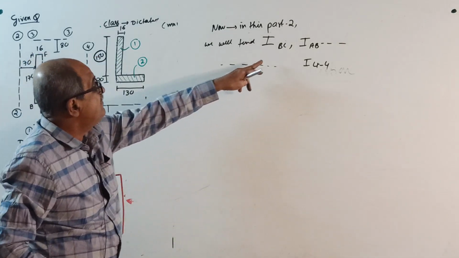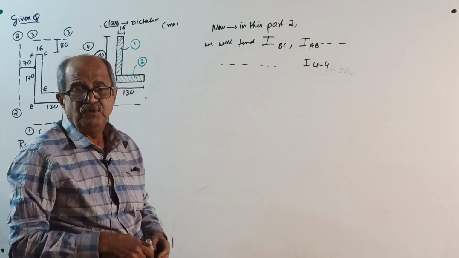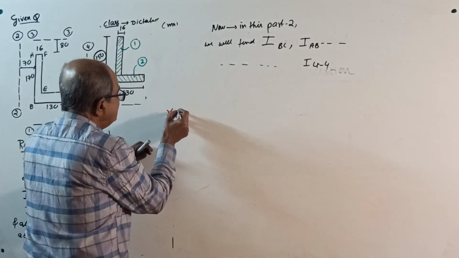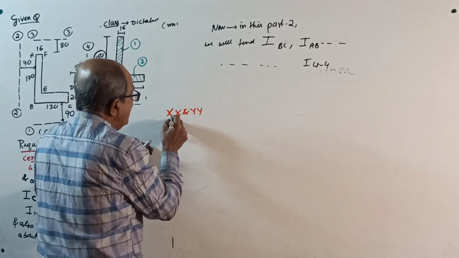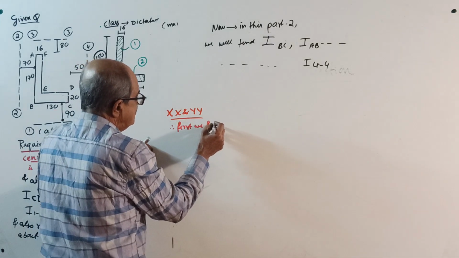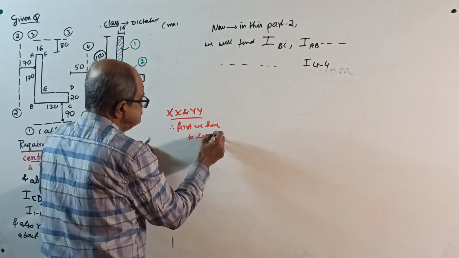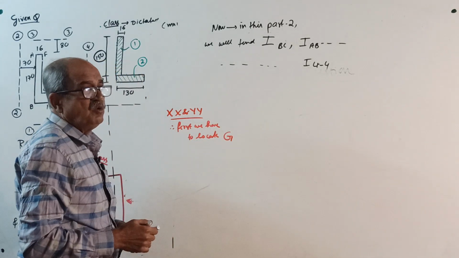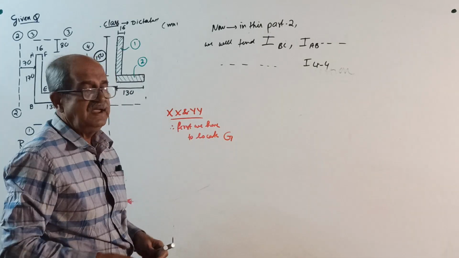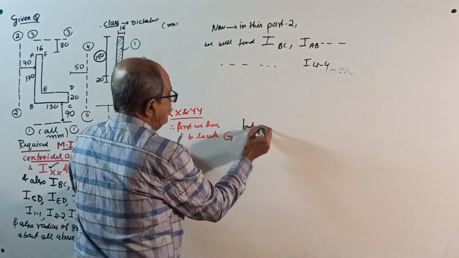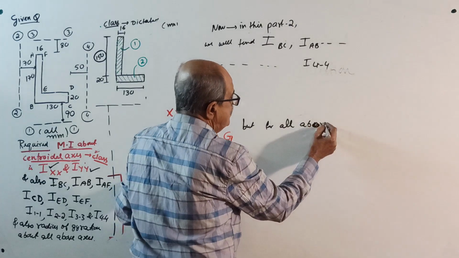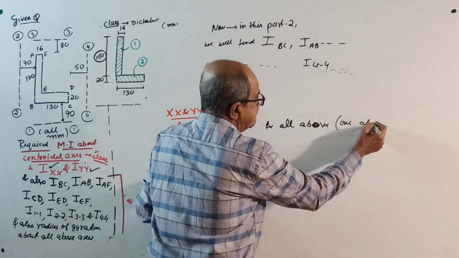Make one more note here. In the last class, part 1, we found Ixx and Iyy, that is about the centroidal axes. Therefore, first we had to locate the centroid G for the whole cross section, which we did last time. We got x bar, y bar, then we found Ixx, Iyy. But for all the above, remember, one at a time.